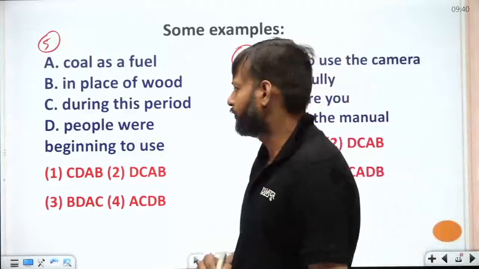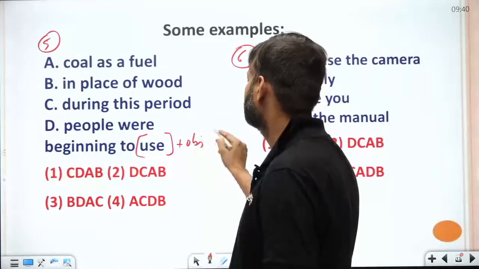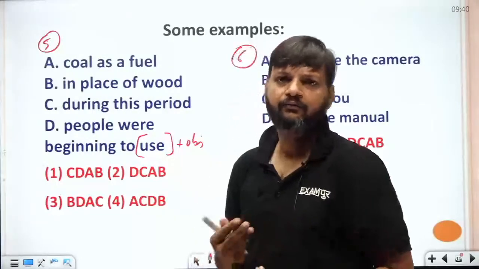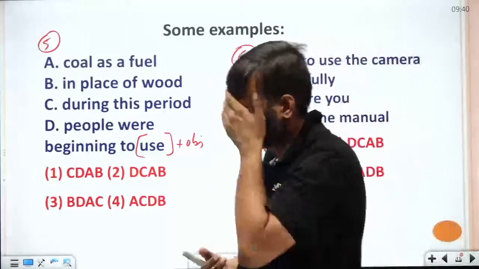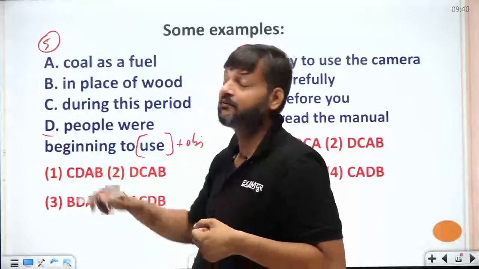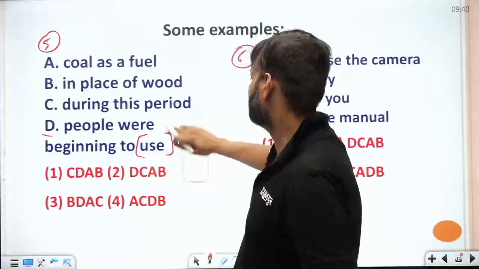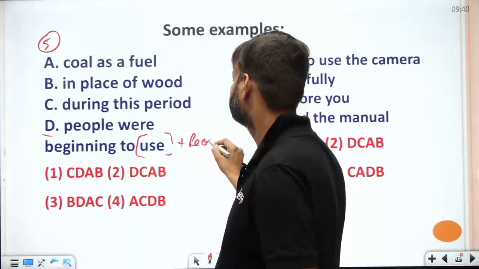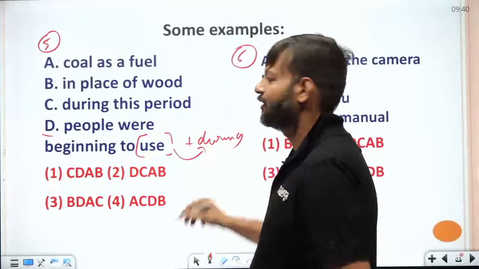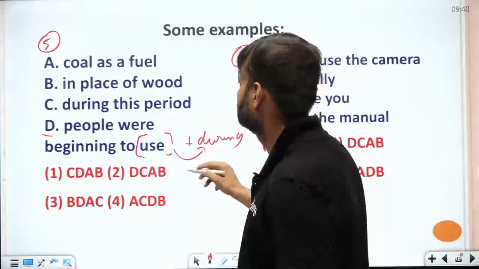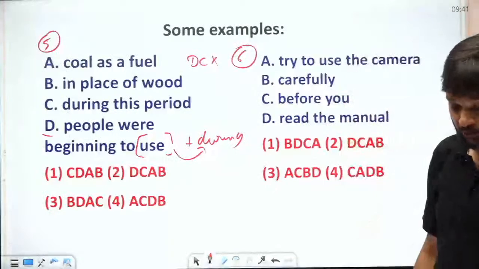See, try to make pairs. In this sentence we have a verb, to use, and if there is a verb we need an object. An object may be a subject or a noun or a pronoun. So any sentence that has to be placed after D must have a noun, an object. So after use you cannot write people. After use you cannot write during, because during is not an object. So D and C do not make pair.